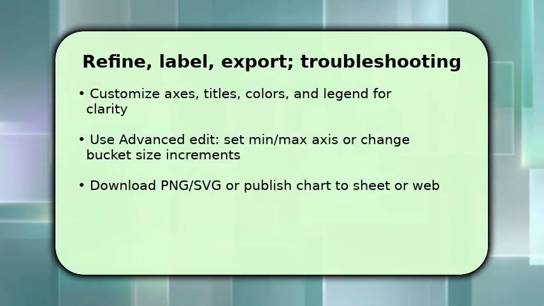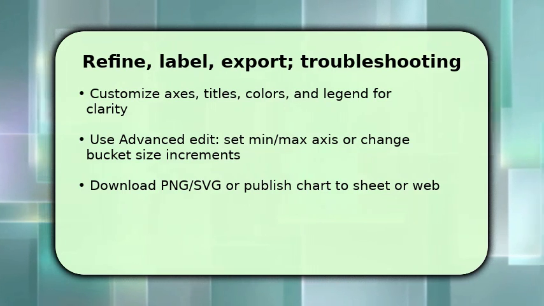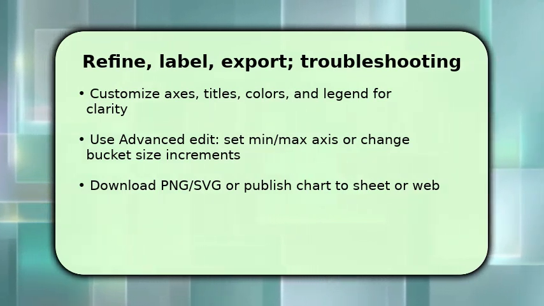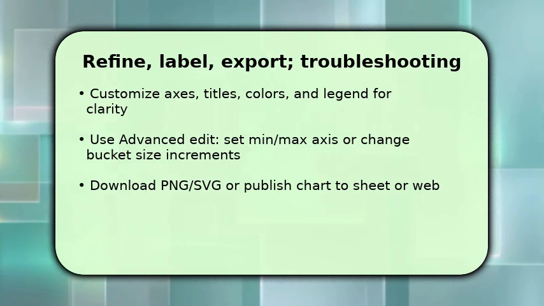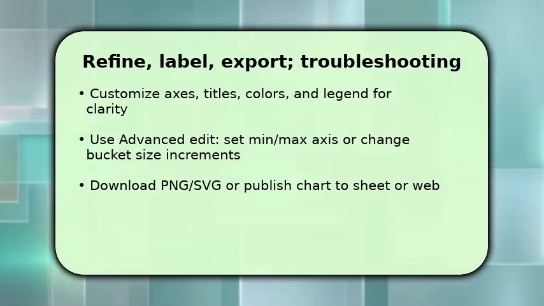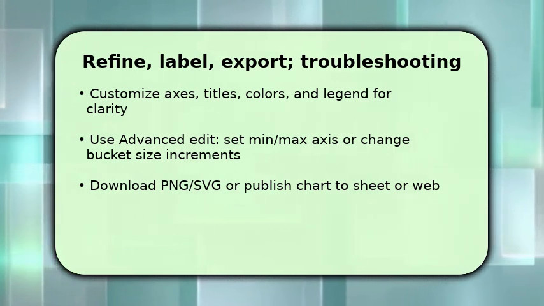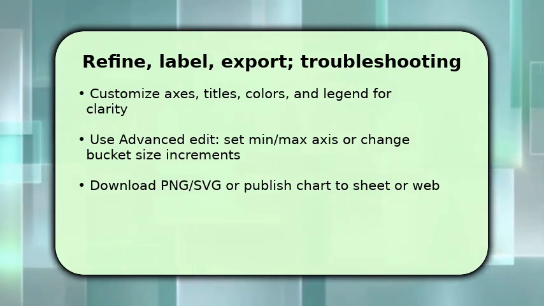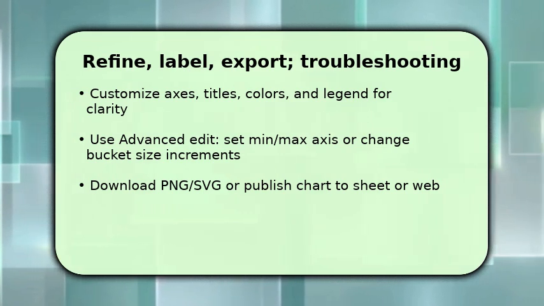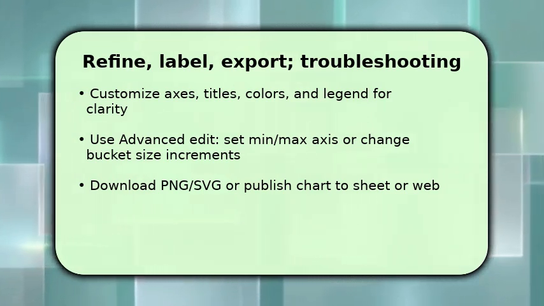Finalize by refining axis labels, chart title, and color to make patterns readable. Good labels explain what the bins measure and their units. Then set the axis min/max and tweak bucket size increments so bins reflect meaningful intervals. Once satisfied, download as PNG or SVG or embed the chart back into a report.